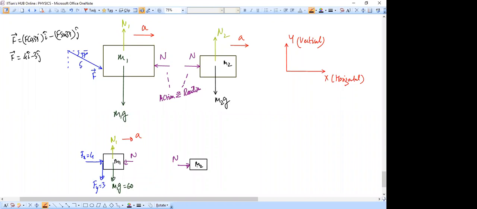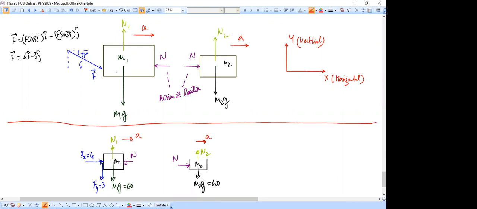So apart from this, there is the weight of this block, which is 40 newtons. And there's some normal reaction that the floor is applying on it. And this is also having the same acceleration, a. Okay, so now we have converted this into resolved forces. These were the original forces which are acting. Now these are the resolved forces. Where of course we understood at the beginning itself that M1 was 6 kilograms and M2 was 4 kilograms.